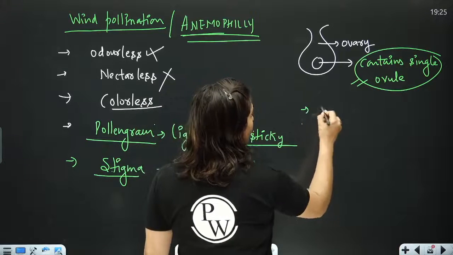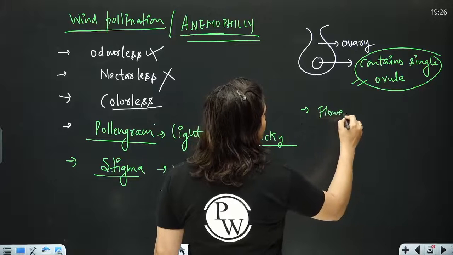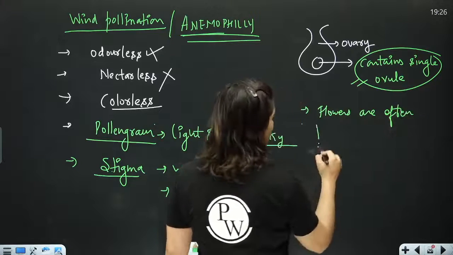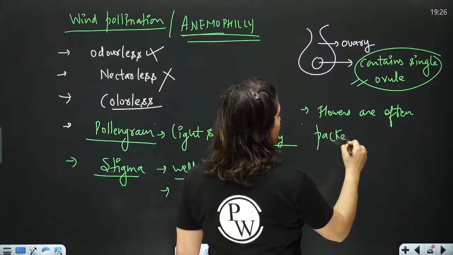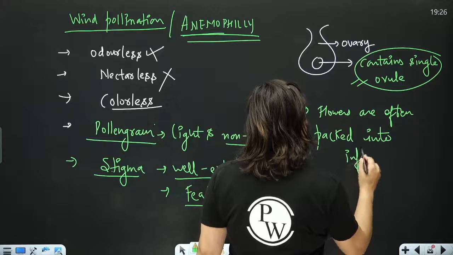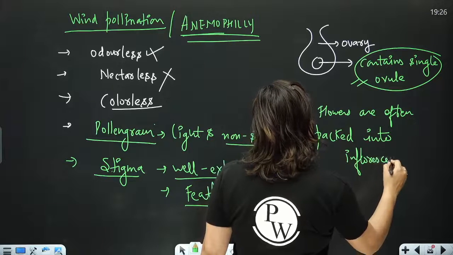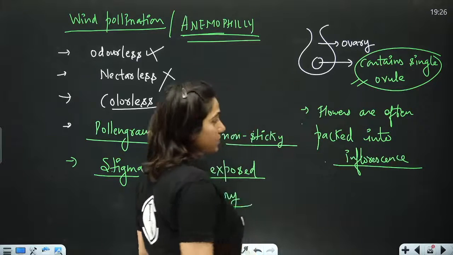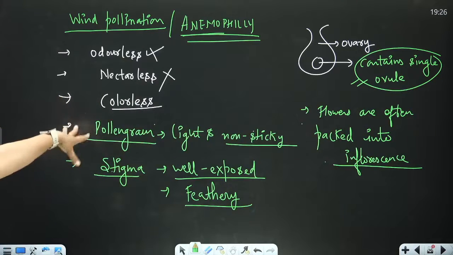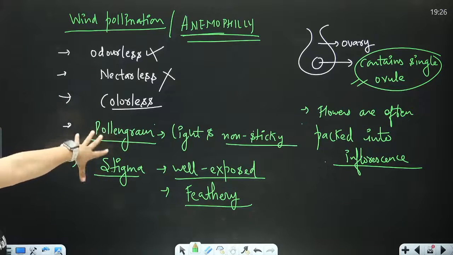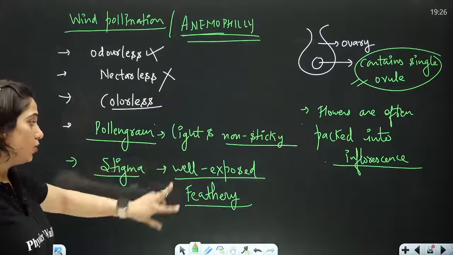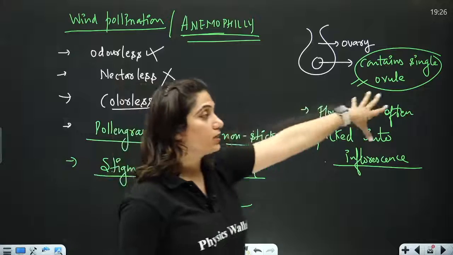And the flowers are often packed into inflorescence. The flowers of the wind pollinated plants are packed into inflorescence. Inflorescence is a group of flowers present on the plant. So these are the important points which the flowers that show wind pollination have. All these points are important: light and non-sticky, well exposed, feathery, contains single ovule.